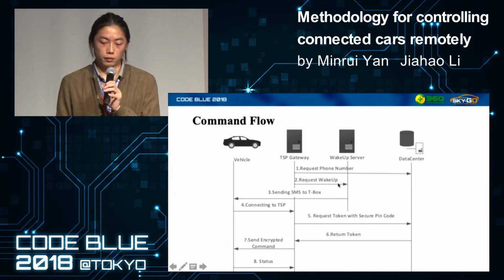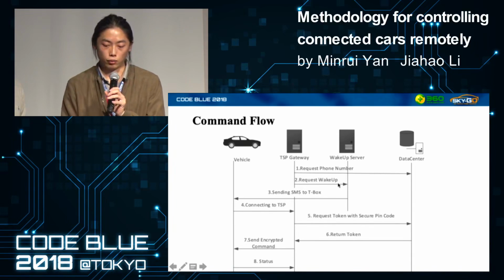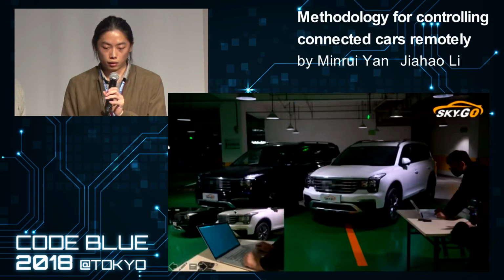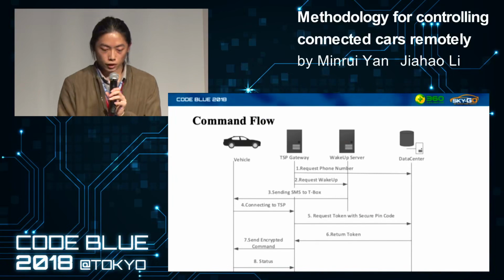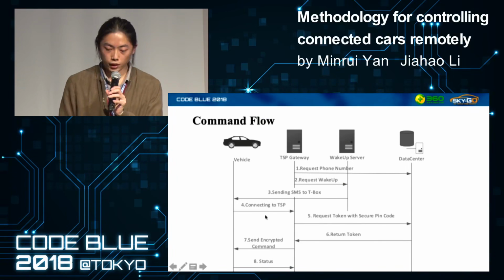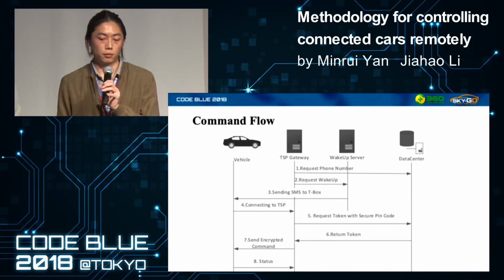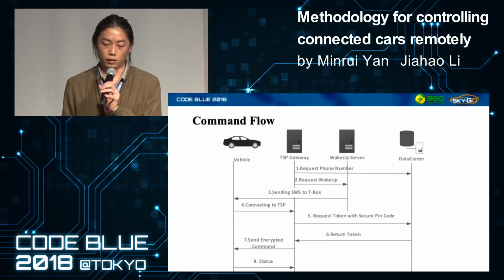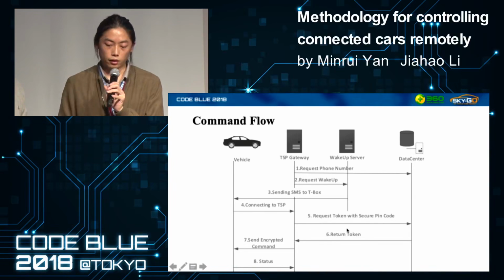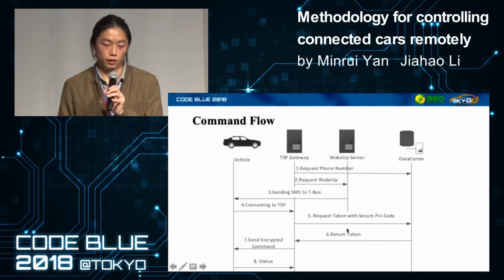Then the T-Box will wake up and connect to the TSP gateway and register services in step 4. Then the TSP will listen for a new device event and handle the command queue. Then it requests the token with an 8-digit PIN code and encrypts the command data. Finally, the target vehicle will receive the command and return status.